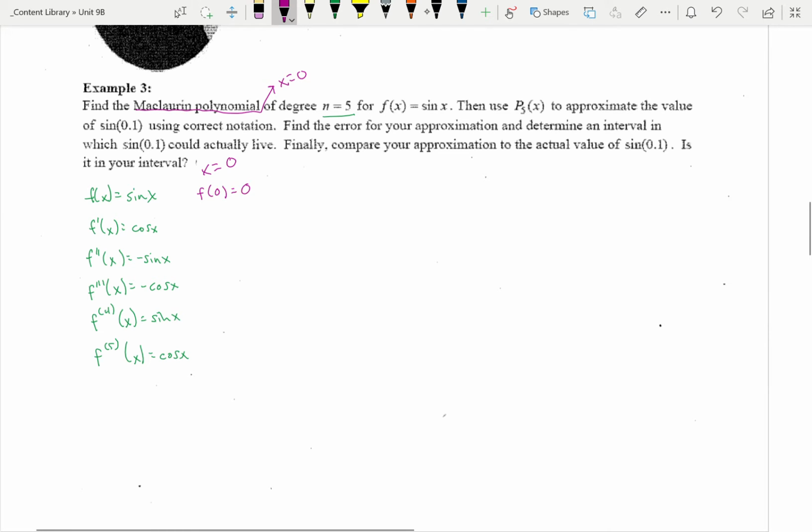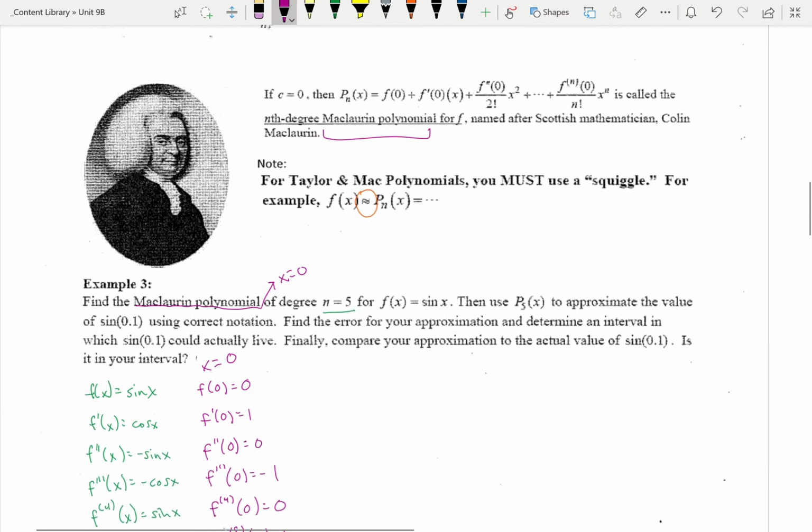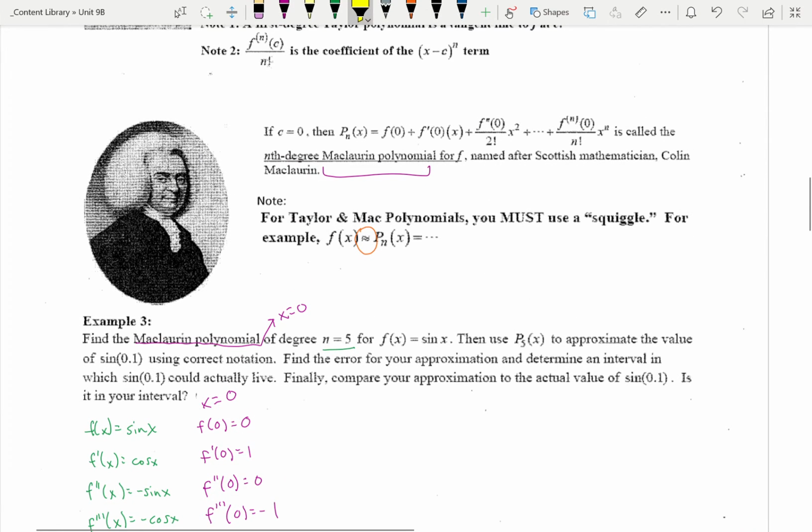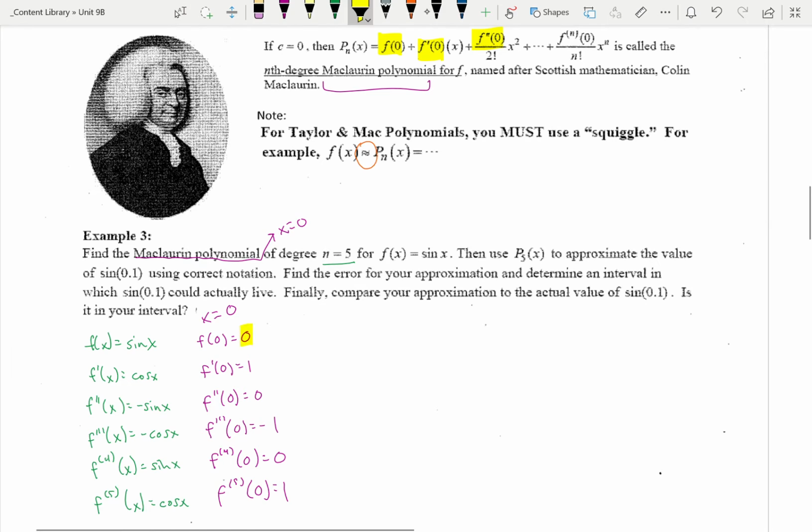That's going to be 0. We're going to evaluate f prime of 0. That's 1. F double prime of 0 is 0. Third derivative equals negative 1. The 4th derivative at 0 equals 0. And the 5th derivative at 0 equals 1. Now these are going to be the coefficients that we see right here. That's going to be the f of 0, f prime of 0, f double prime of 0, etc. All of those are our 0, 1, 0, negative 1, 0, 1.